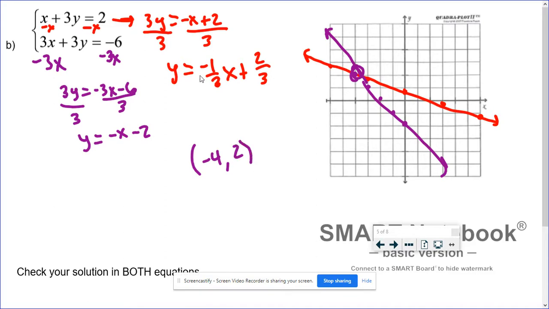And again, you can check your solution. So substitute negative 4 in for x, you get negative 4. Substitute 2 in for y, 3 times 2 is 6. Negative 4 plus 6 is 2. Negative 4 in for x here makes that negative 12. 2 in for y here makes that 6. Negative 12 plus 6 is negative 6. So this solution checked out for both.